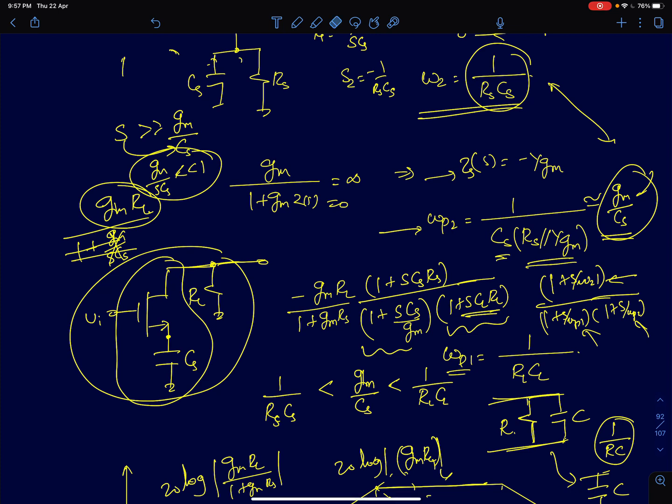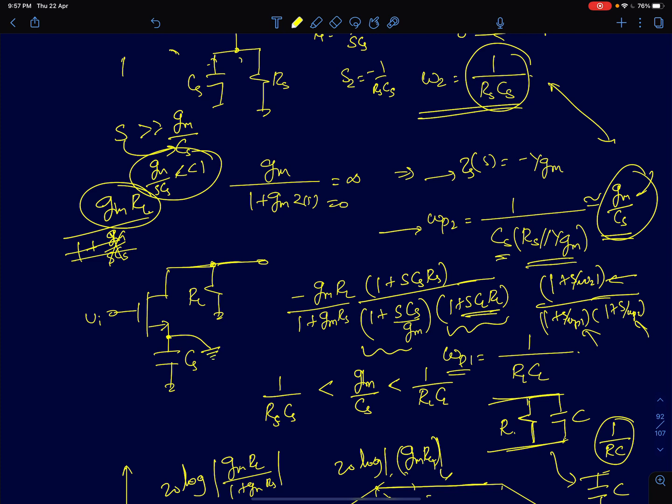So all we are saying is that this capacitance CS impedance is so small that we can treat it almost as signal ground, AC ground. So therefore, this will just reduce to a simple common source amplifier without source degeneration and a load resistance RL. So the gain will be minus GMRL.